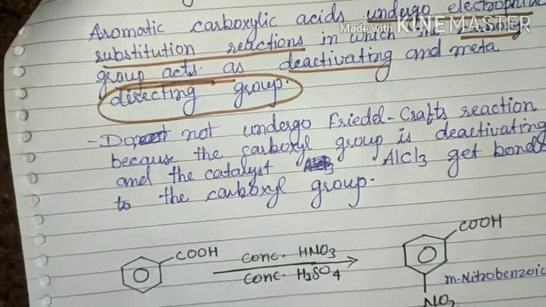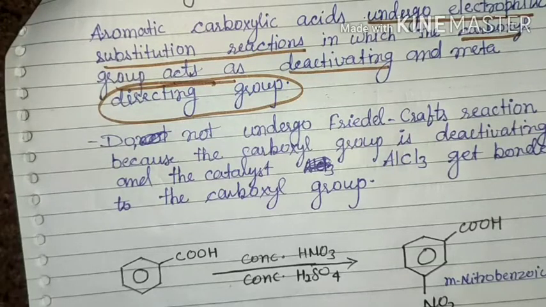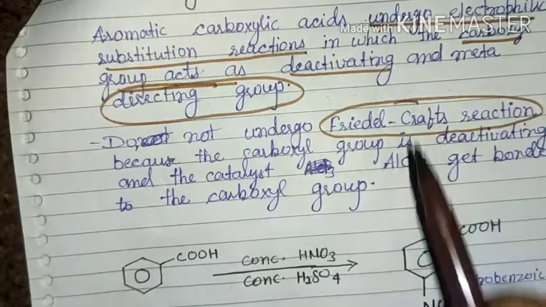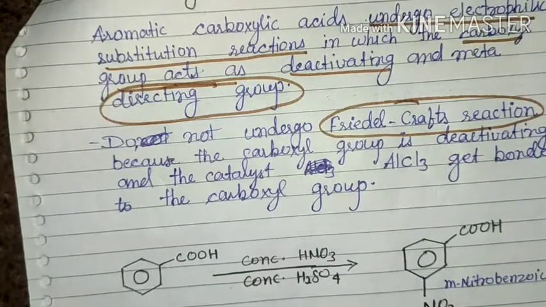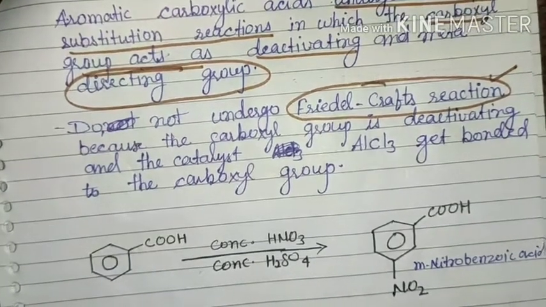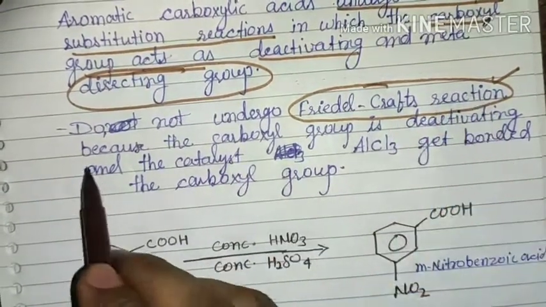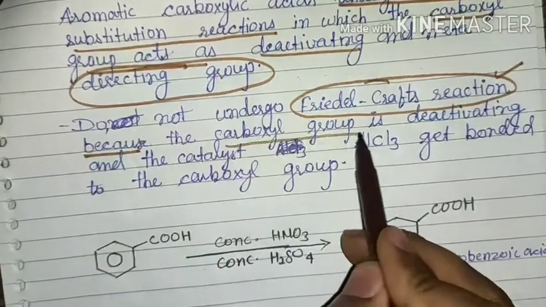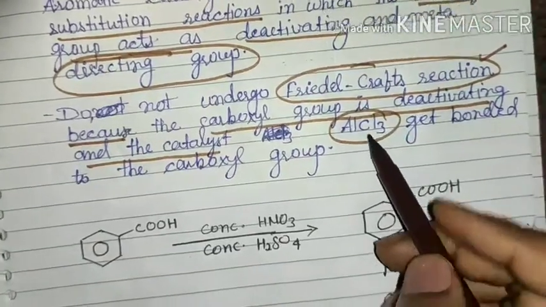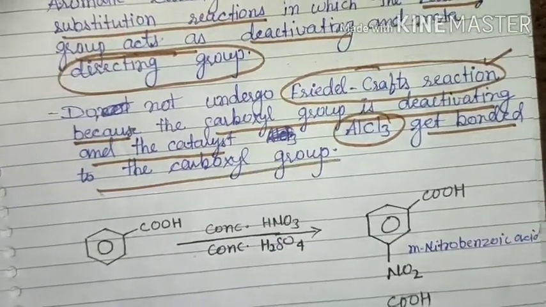And one important point for carboxylic acids and also for amides: they do not undergo Friedel-Crafts reaction. As you know, aryl halide and phenol may undergo Friedel-Crafts acylation or alkylation, but carboxylic acid or amide do not undergo the Friedel-Crafts reaction. So this is an important part. Do not make any Friedel-Crafts type reaction with benzoic acid. The explanation is that the carboxyl group is deactivating and the catalyst AlCl3 used in a Friedel-Crafts reaction gets bonded to the carboxyl group.